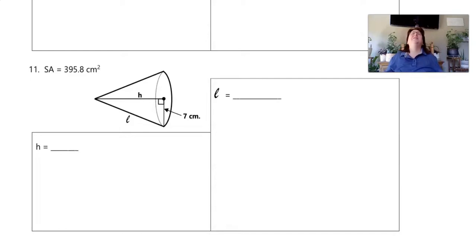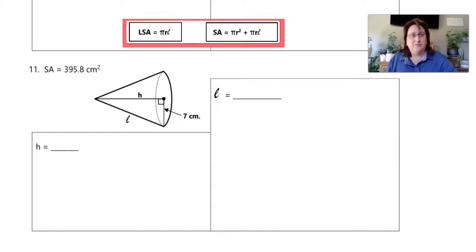Oh gosh, how are we going to do that, Miss Smith? Well, ladies and gents, the very first thing, we need to figure out a formula. We need to figure out which formula we should use in order to solve for the height and the slant height. So let's go take a look.